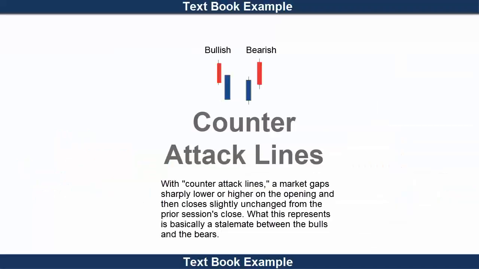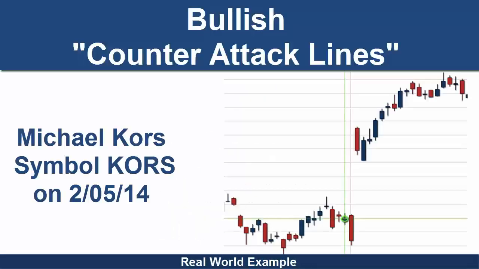Our next example is counterattack lines. With counterattack lines, a market gaps sharply lower or higher on the opening and then closes slightly unchanged from the prior session's close. What this represents is basically a stalemate between the bulls and the bears. Here's a real-world example of a bullish counterattack line. We're using Michael Kors, which is a well-known stock. Can you spot where the counterattack line takes place on this chart?